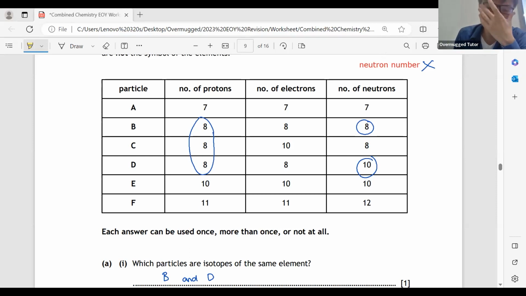Okay, C and D. Usually isotopes have the same number of electrons as well. Yeah, B and D will be a better answer. But C in this case should be accepted. But B and D is still better. The key difference is different number of neutrons.